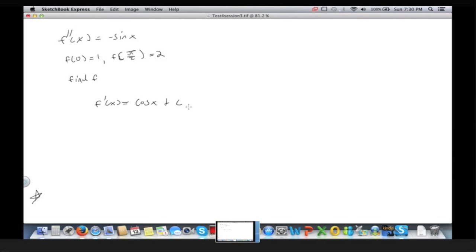Let's see. So we don't have anything yet. So f of x: what gives us cosine of x? Sine of x. What gives us negative sine of x? Cosine of x. What gives us cosine of x? Sine of x. Okay.